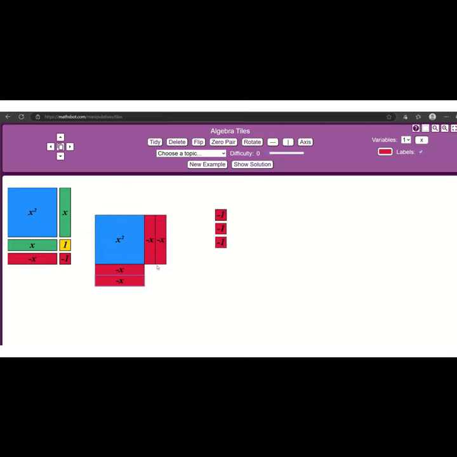Now, keep in mind, this is -2 times -2. So the area of this square is +4. So I've got to come over and fill this in with +4s. Now, what I am doing here is very visually completing a square.